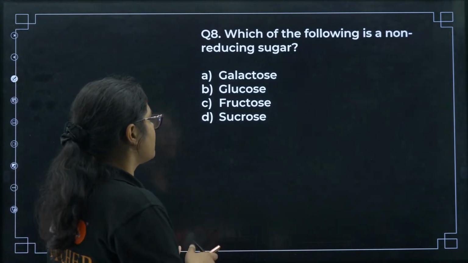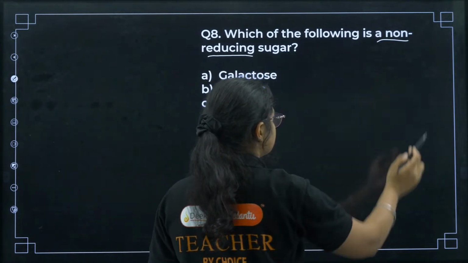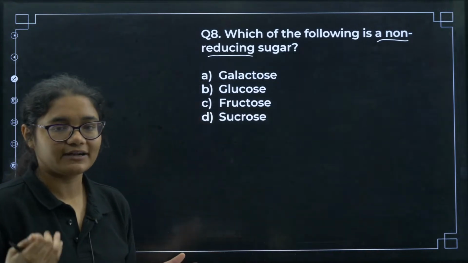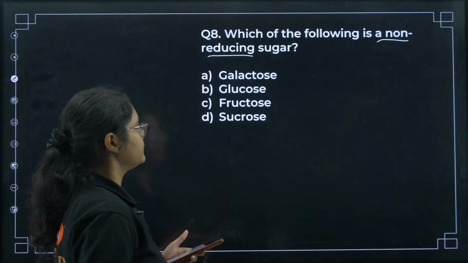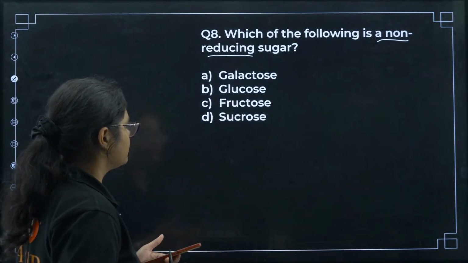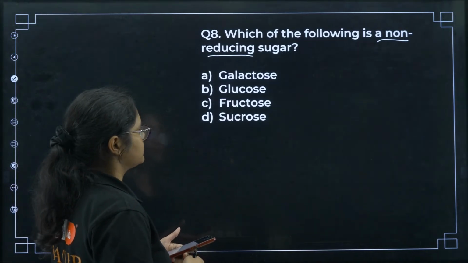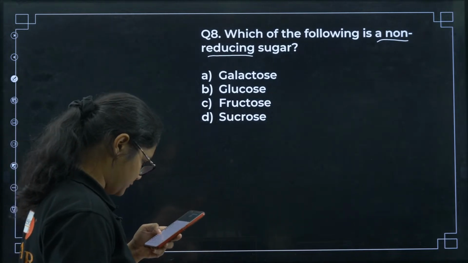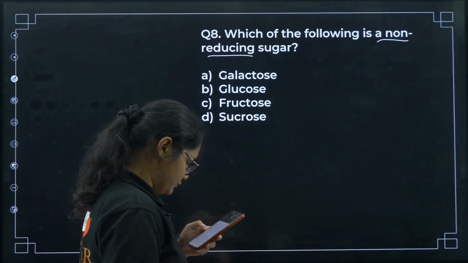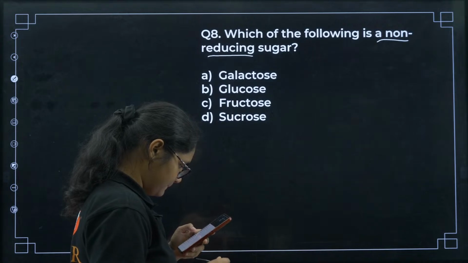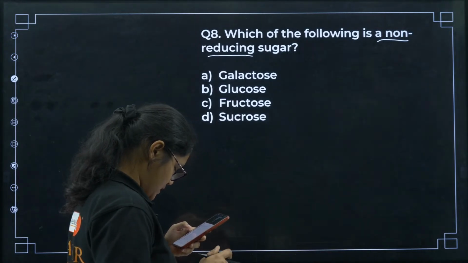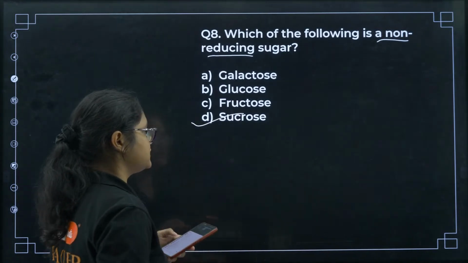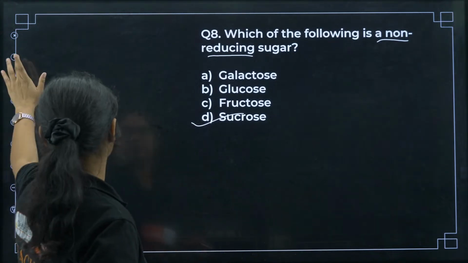Next, which of the following is a non-reducing sugar? So always remember, disaccharides are non-reducing in general. So you have galactose, you have glucose, you have fructose and you have sucrose. So which is non-reducing here? Yes, D is the correct answer. Sucrose is non-reducing sugar. Very good.